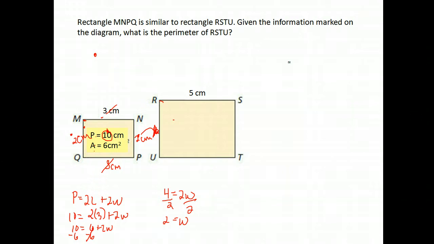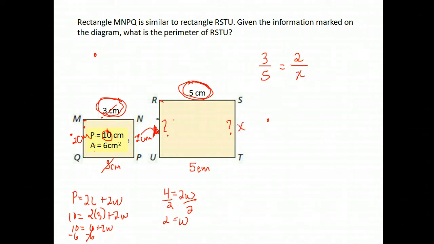What we want to know is the perimeter of RSTU. We know that we have a side of length 5 here, and it's a rectangle, so this side is also 5. But we don't know these two sides. We're going to use the fact that the rectangles are similar, because when we have similar figures, their ratios should stay the same. So when I put the corresponding sides 3 and 5 in a ratio together, the corresponding sides on the other should be the same fraction. That's what similar means. They are proportional. So I have 2 and then my x here.